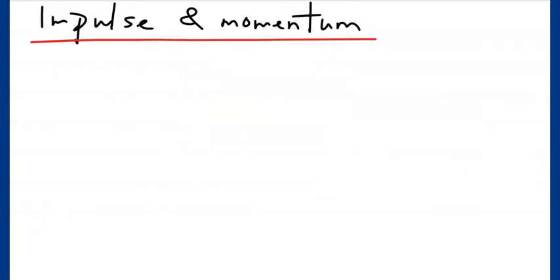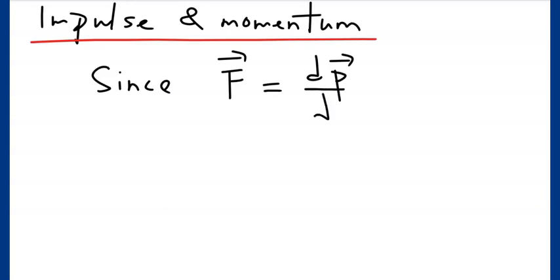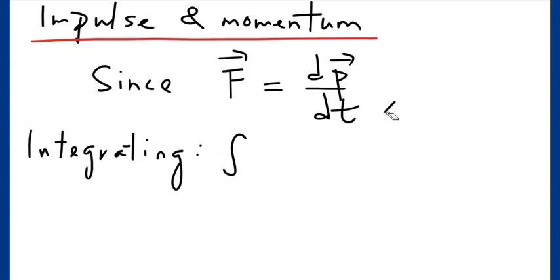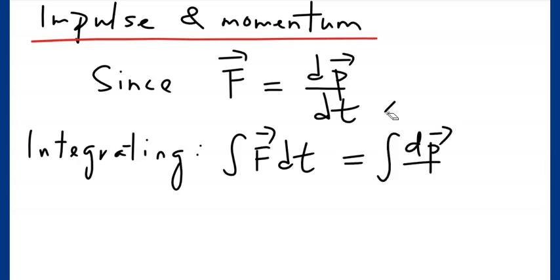This will bring us to the subject of how impulse and momentum are related. Since from Newton's second law, the net force equals the rate of change of momentum, we see that by integrating the above equation with respect to time, the left-hand side is quite simply integral of F dt, and the right-hand side is integral of dp/dt dt, which is just dp.